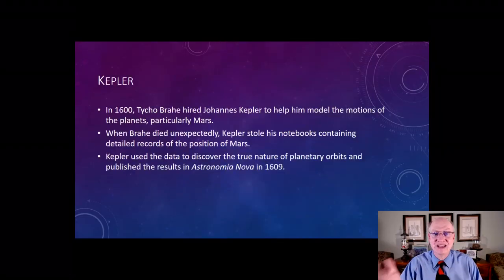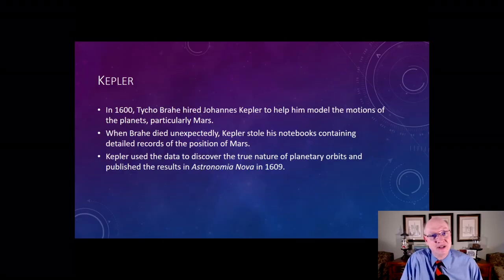Brahe dies unexpectedly. And when Brahe dies, Kepler steals his notebooks that contain all of his observations of the positions of the planets. And in particular, Kepler was interested in the motions of Mars, because Kepler realized that because Mars is as close to the Earth as any of the other planets, and it's the closest of the outer planets, if he could determine the motions of Mars, he could probably determine the motions of all the planets.